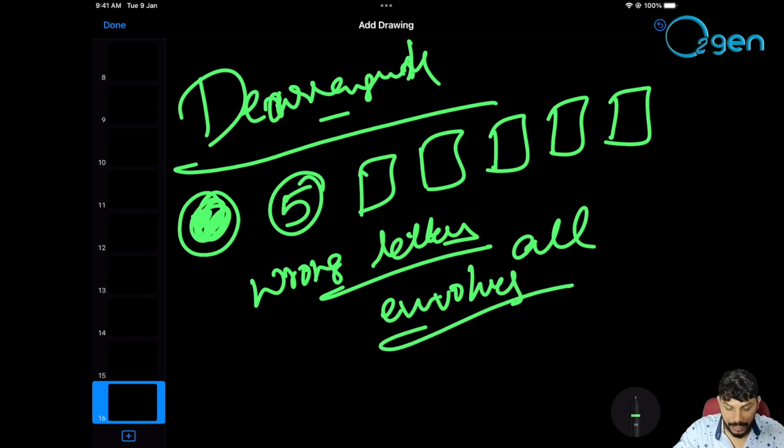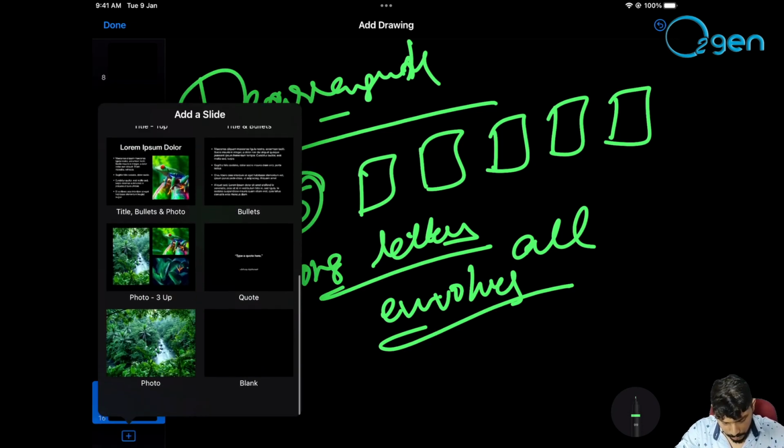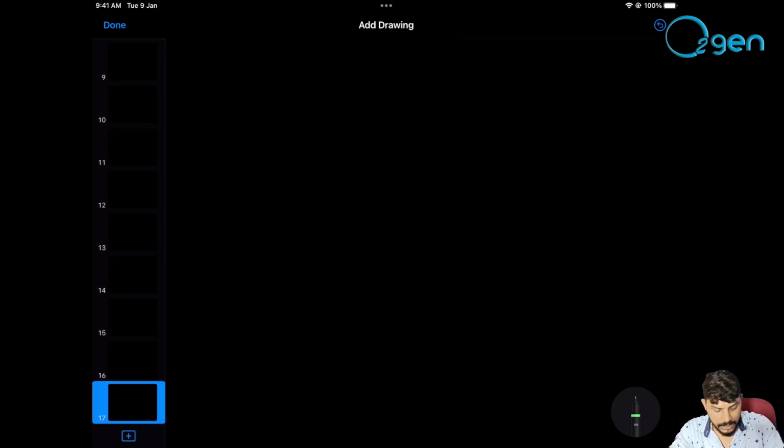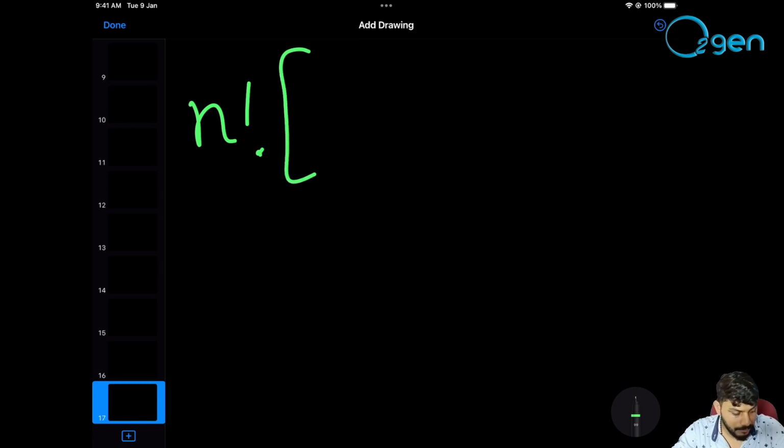You have to fill the wrong envelope, so wrong letters for all the envelopes. It is called dearrangement, the opposite of arrangement. Arrangement is the normal arrangement, so dearrangement means that the objects cannot occupy their original places.